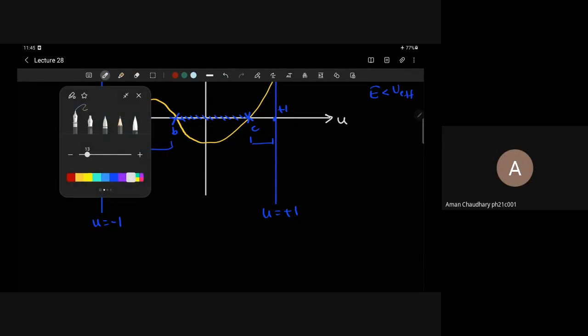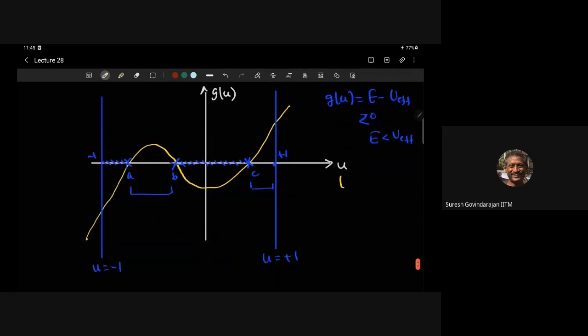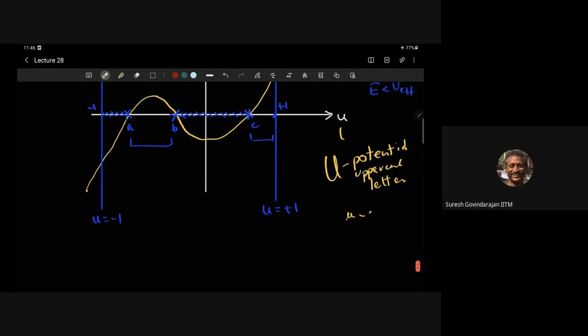So, sir, is this x-axis just u or u effective? Which one? I mean the horizontal axis. It's little u. It's a coordinate u, not u effective. That's capital U. Sorry, capital letter U is for potential. And this little u is the coordinate. I'm sorry, maybe I should have called it V effective or whatever.